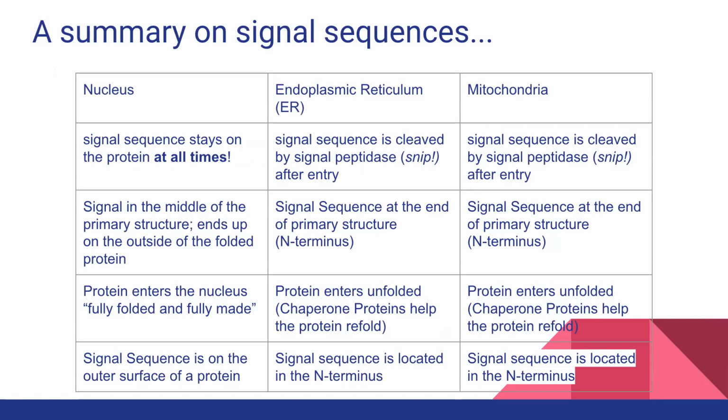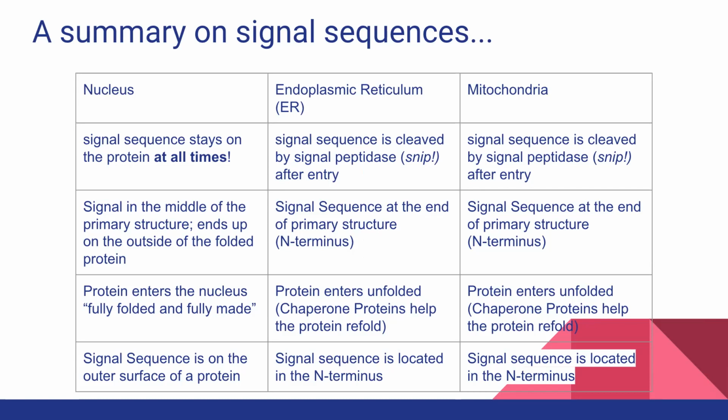So I don't have a specific slide for nuclear localization sequences, but we'll go over nuclear import and export. So here's just a summary of the different signal sequences. In the nucleus, the signal sequence will stay on the protein at all times. That's because it's encoded somewhere in the middle of the polypeptide, and it'll be on the outside of the protein where other proteins can recognize it. So it will not be cleaved off because it's just right in the middle.